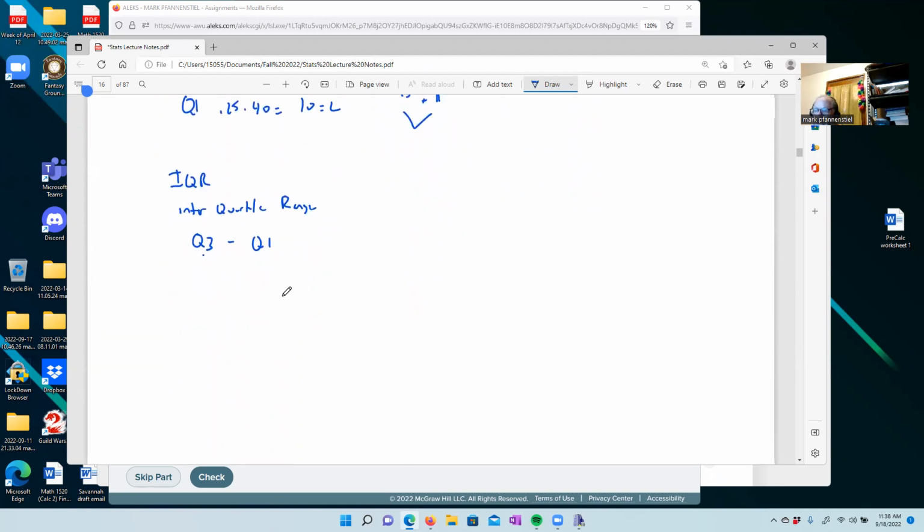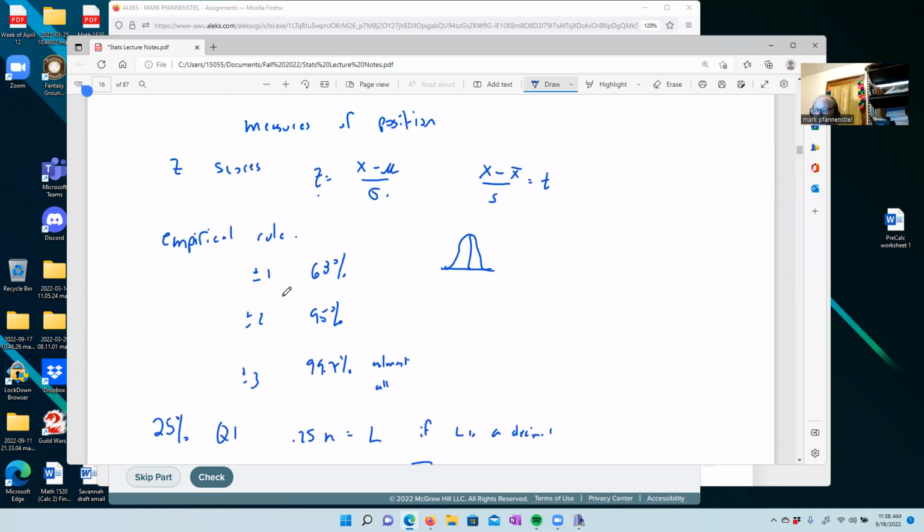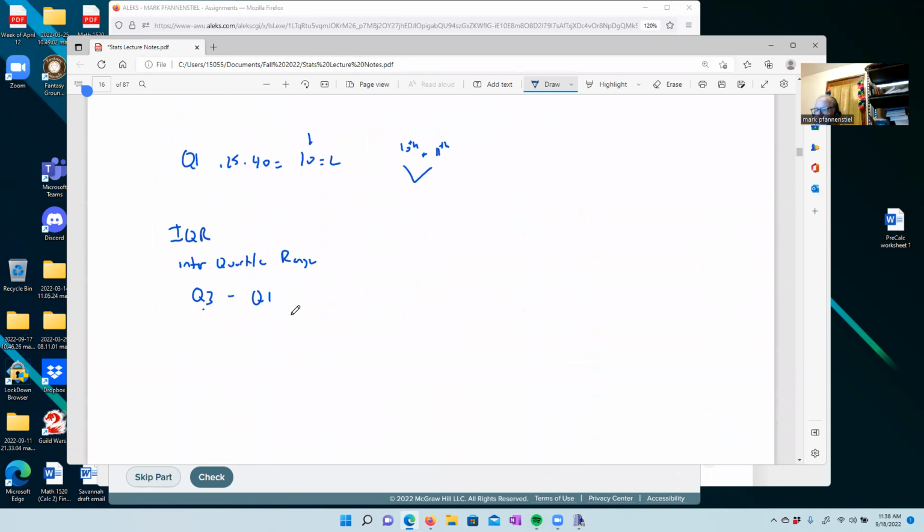So I'm going to stop us there to kind of give us our intro to 3.3. So remember the three things to remember. We have z-score. You have to remember what that is.